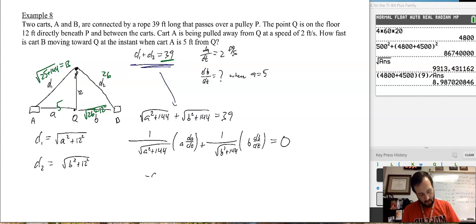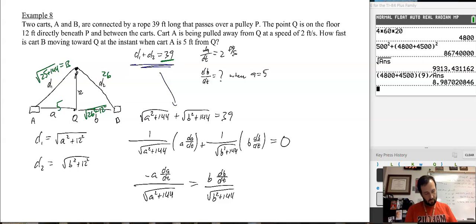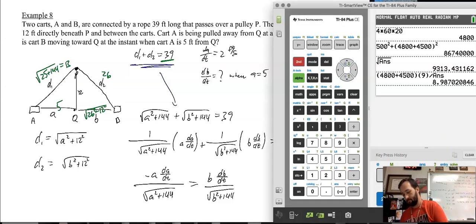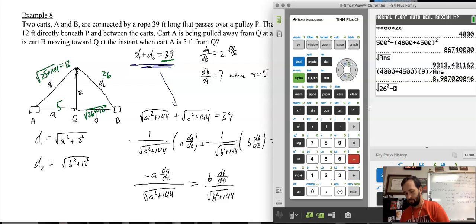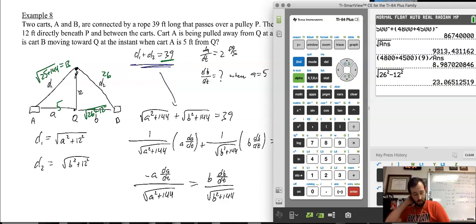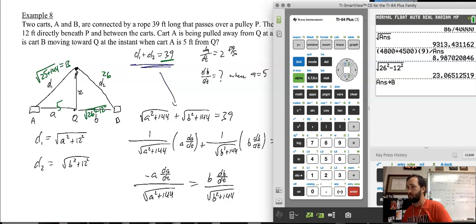So if I rewrite that as negative a dA dt over root a squared plus 144 equals b dB dt over root b squared plus 144. All right, and then we're just putting in numbers. A is 5, b is the square root of 26 squared minus 12 squared. I wonder if that's nice. Nope, definitely not nice. So I'm going to store that value as b.